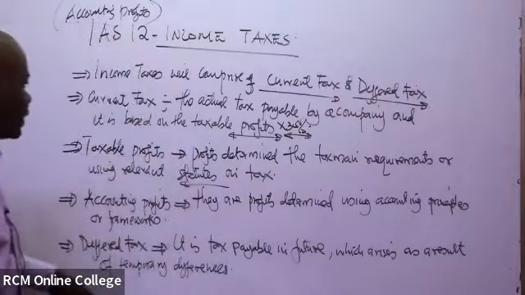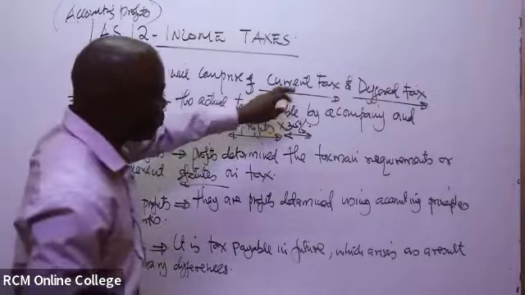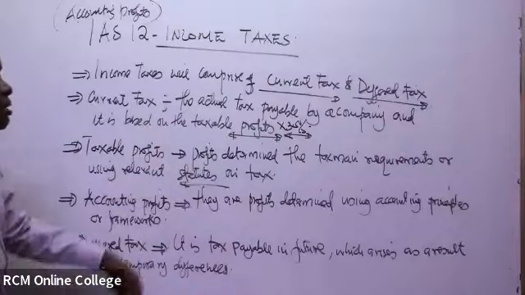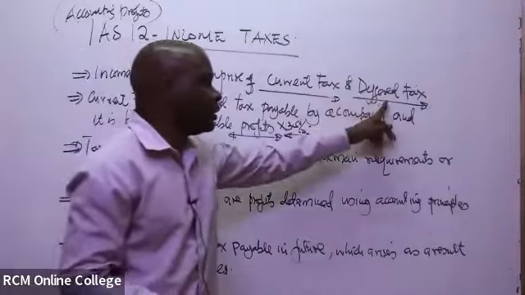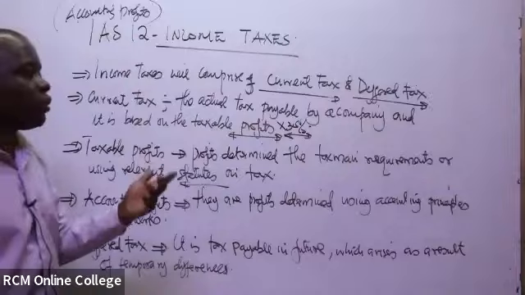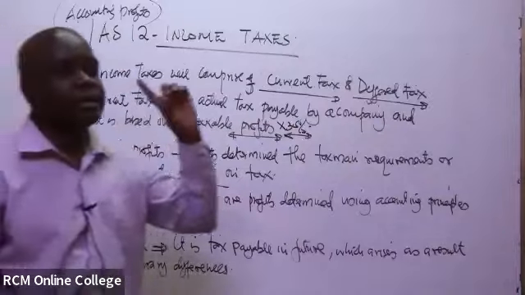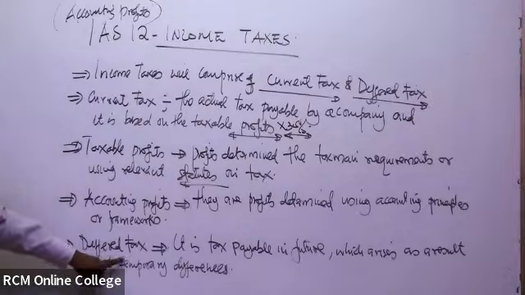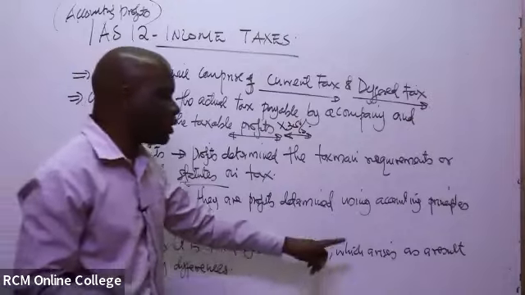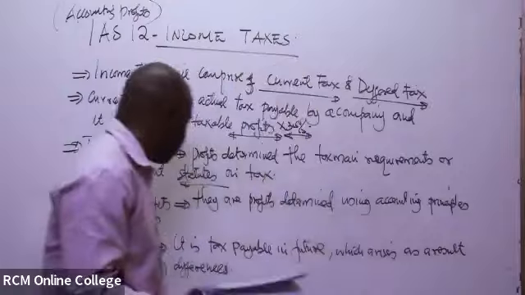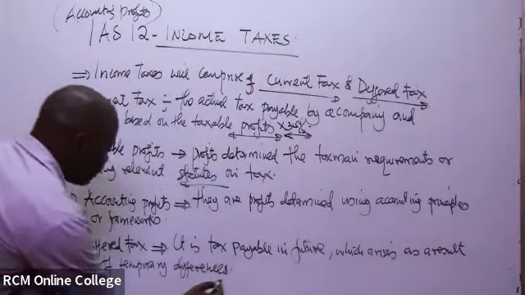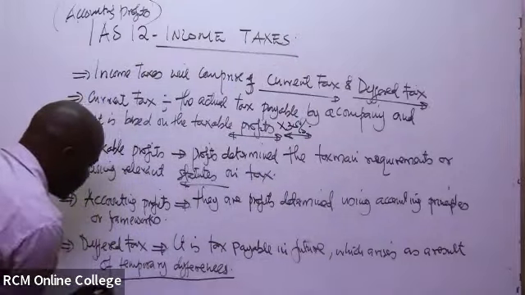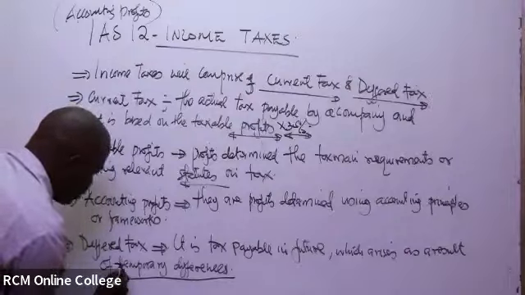So we're saying the current tax is the tax obligation or liability in the current year. But in this case, the deferred tax is the obligation that you'll likely be called upon to pay by the taxman in future. You'll have to pay it in future. So this deferred tax is tax payable in future, which arises as a result of what? Temporary differences. You can underline this, temporary differences.